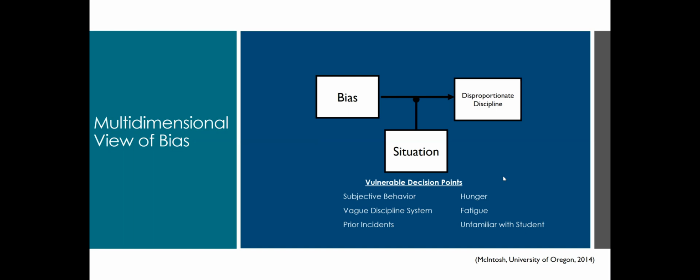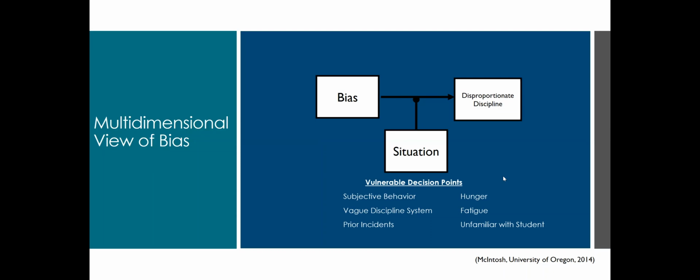So things like subjectivity of behavior. Kent McIntosh would say the three Ds: disrespect, defiance, and disruption. Highly subjective, vulnerable to bias. A vague discipline system. Again, lack of consistency from one classroom to the next. What's considered poor behavior in one may not be in another. That can also lead to disproportionate discipline.